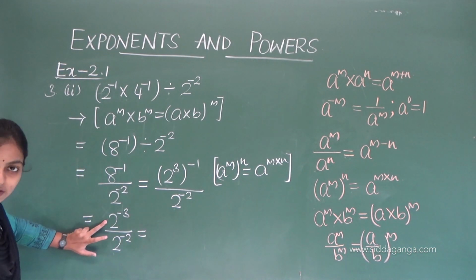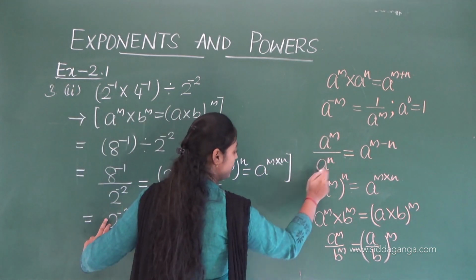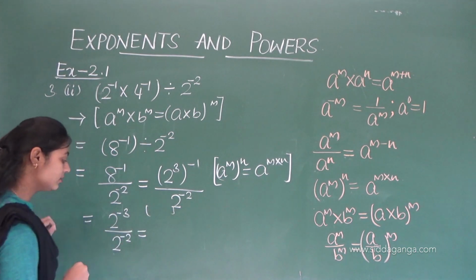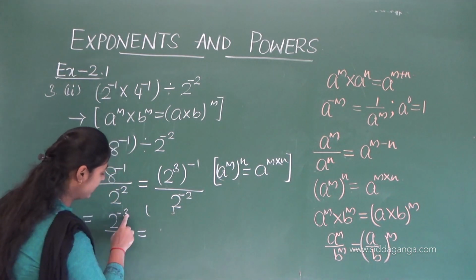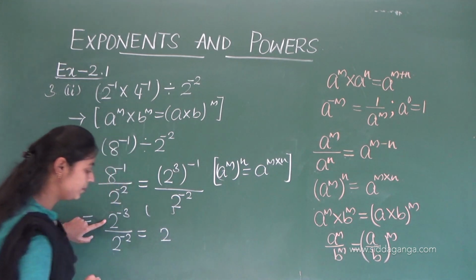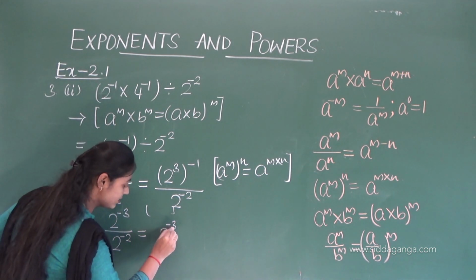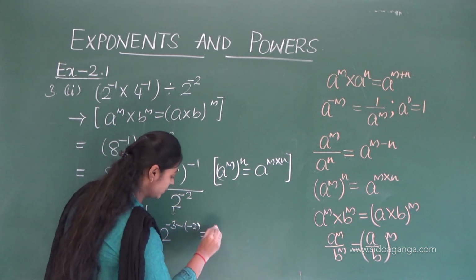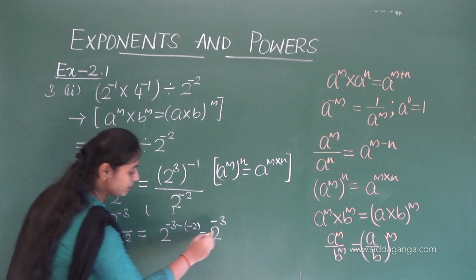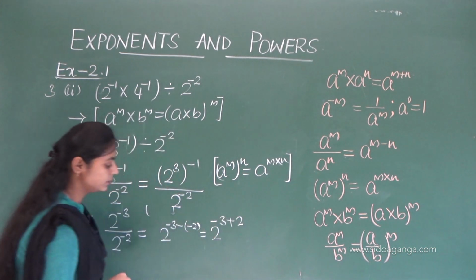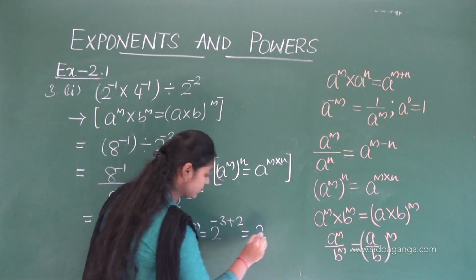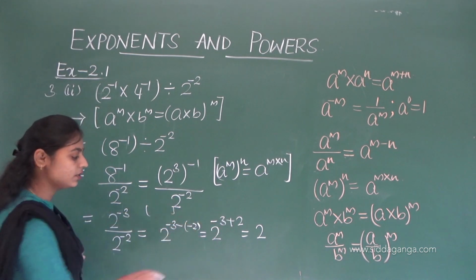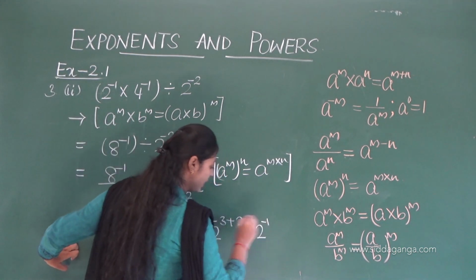Bases are equal and there is a division, so a power m by a power n is equal to a to the power of m minus n. So minus 3 minus of minus 2 is equal to 2 to the power of minus 3 plus 2, since minus into minus is plus. When we have a negative number and a positive number, we subtract those two numbers. Minus 3 plus 2 is minus 1.